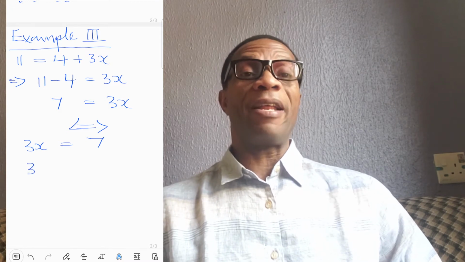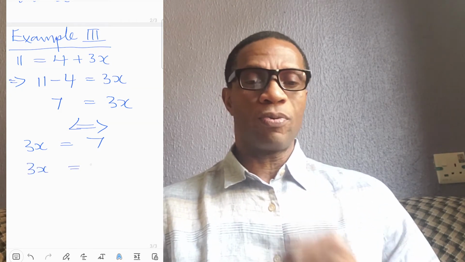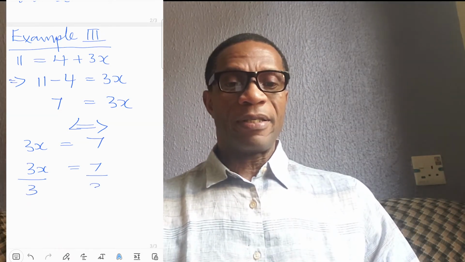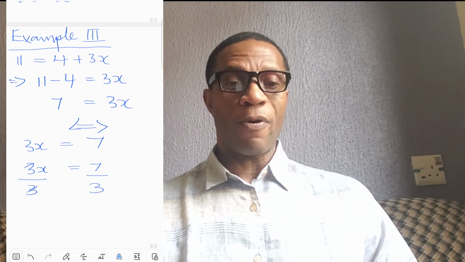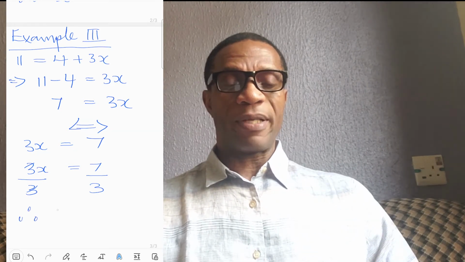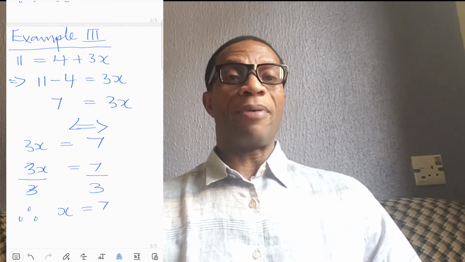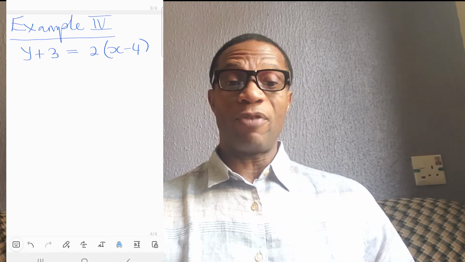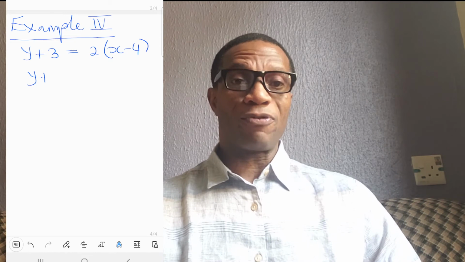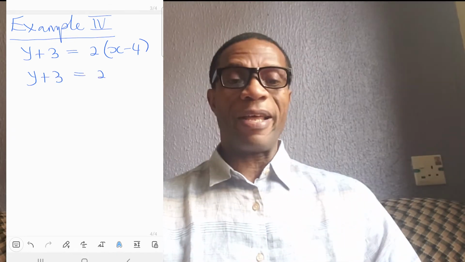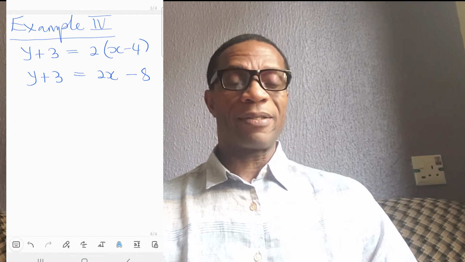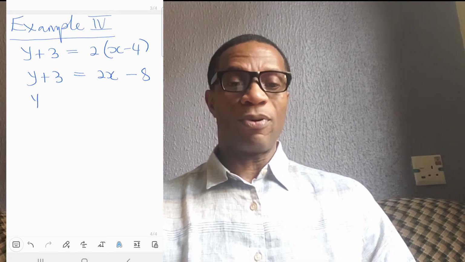Let's do one final example to conclude the discussion on linear equations. y plus 3 is the same thing as 2 in bracket x minus 4. The first thing we'll do is remove the brackets on the right hand side of the equation. Removing the brackets, from our earlier discussions, makes the expression look like y plus 3 is equal to 2x minus 8.